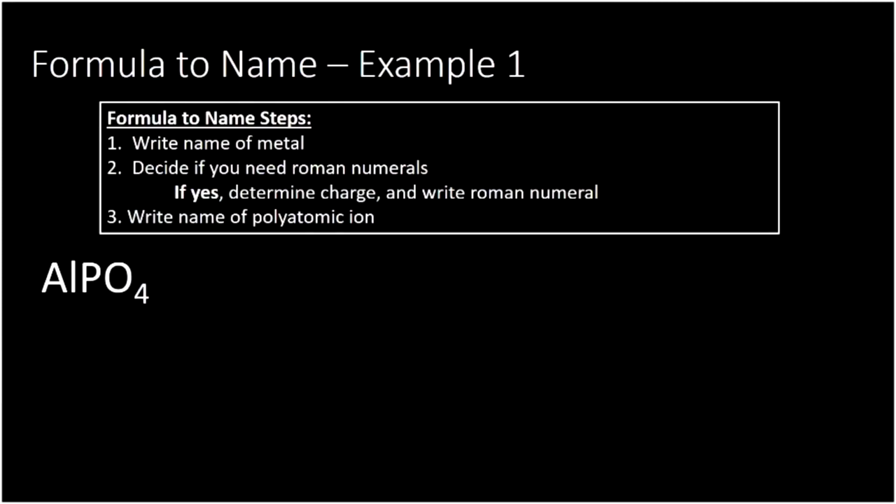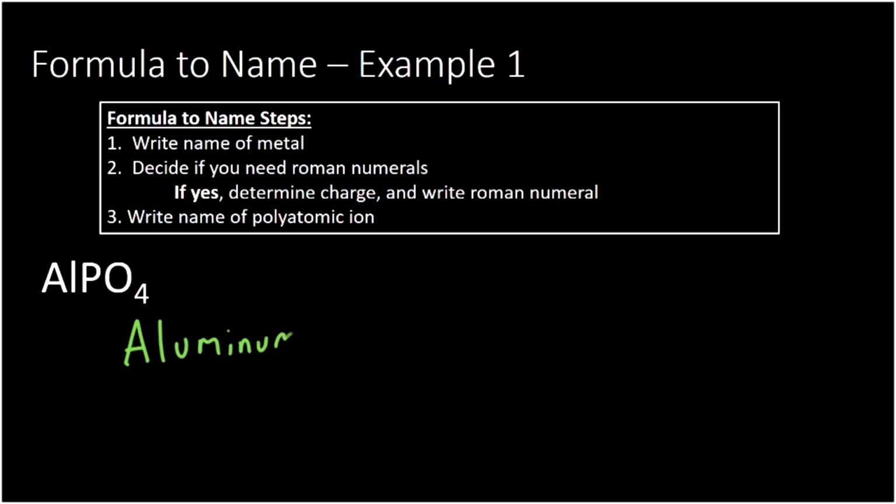Now, here are the steps. First, you're going to write the name of the metal. That's just like our naming before. And then you're going to decide if you need Roman numerals. If yes, you're going to have to determine the charge. Then, lastly, we're going to write the name of the polyatomic ion. So really, the name is just three parts. Name of the metal, Roman numeral if needed, and then the name of the polyatomic ion. So here we have Al. That metal is aluminum. So we're going to write aluminum.